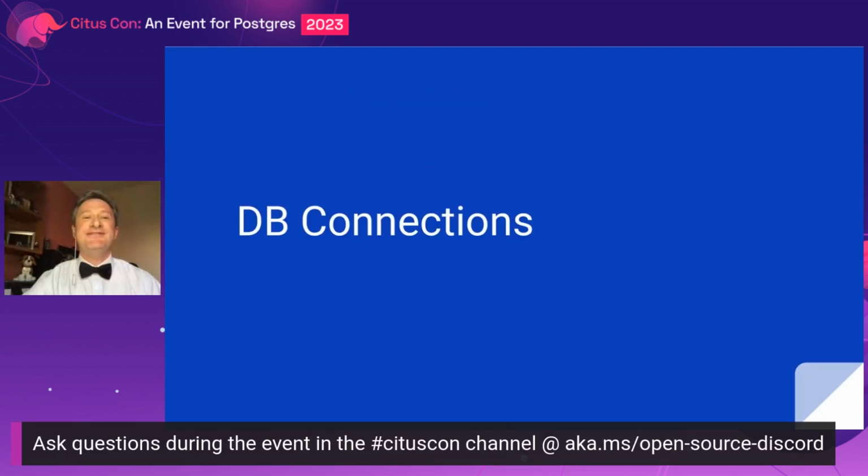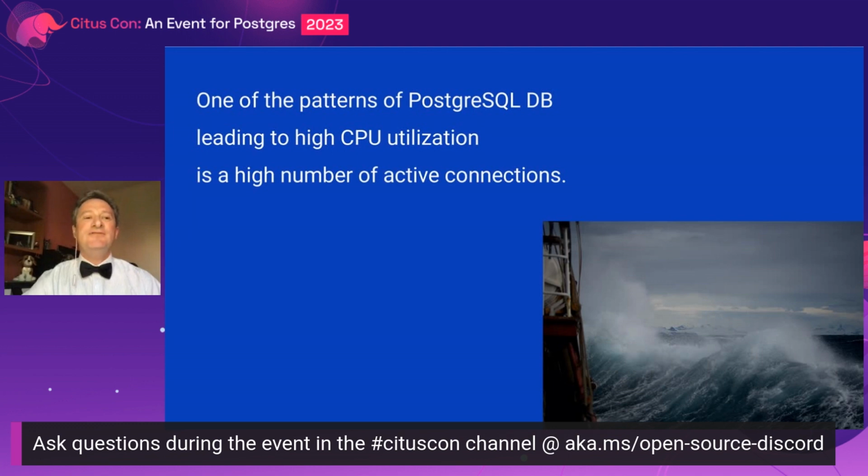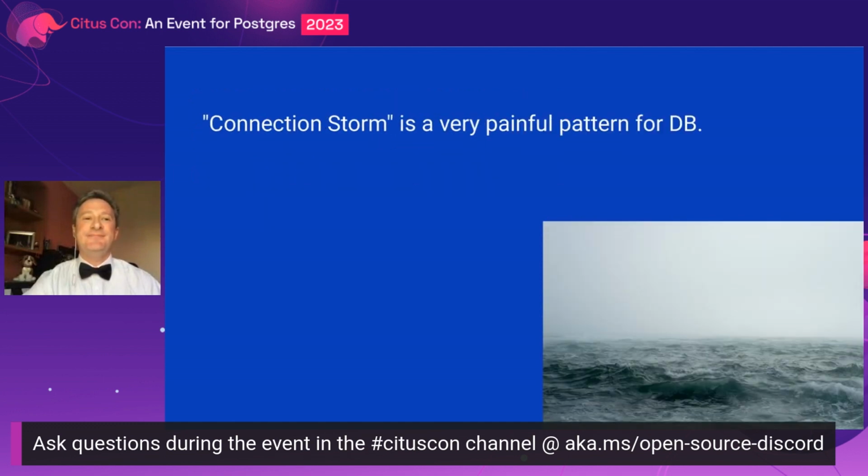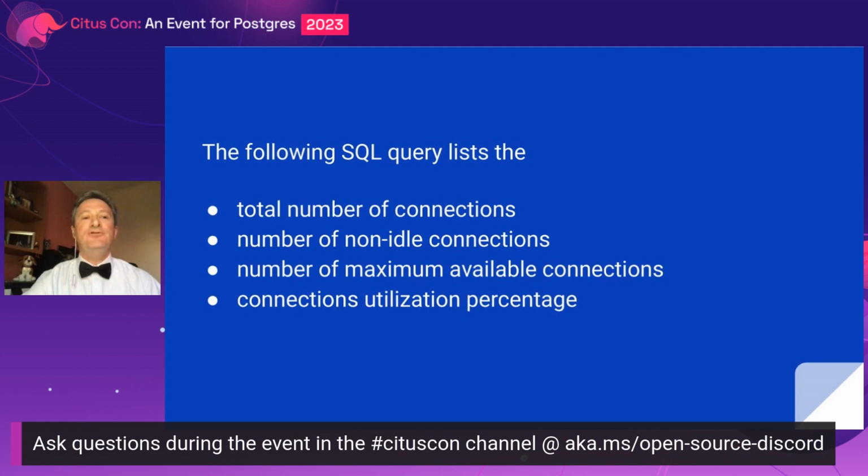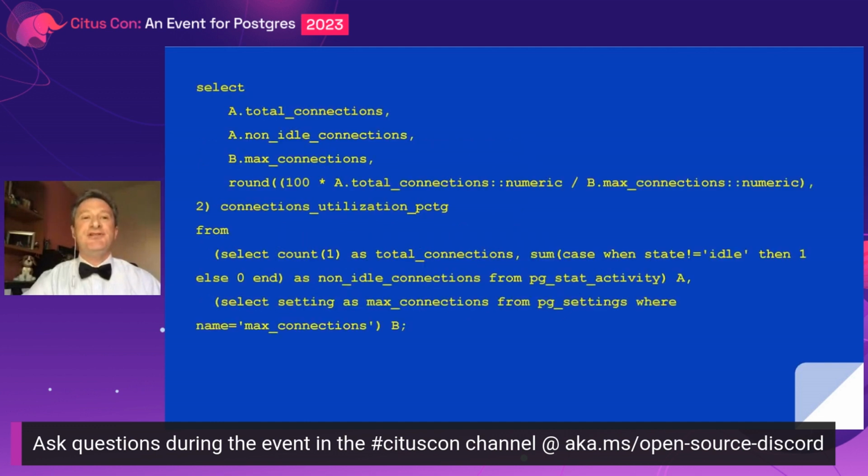Database connections. One of the patterns of Postgres database leading to high CPU utilization is a high number of active connections. Connection storm is a very painful pattern for a database. The following SQL query lists the total number of connections, number of non-idle connections, number of maximum available connections, connections utilization percentage.